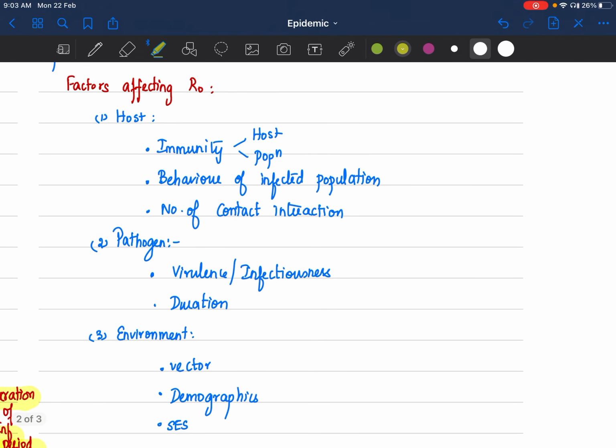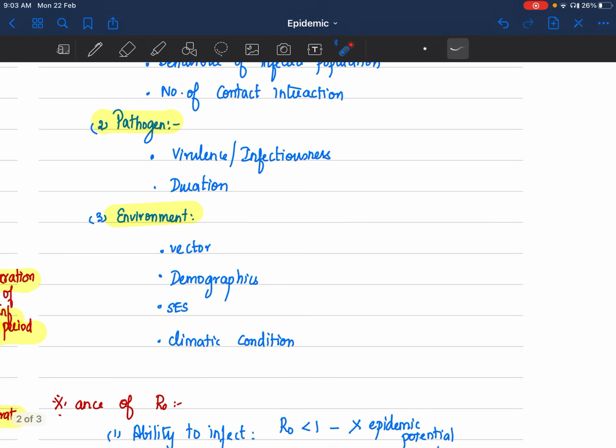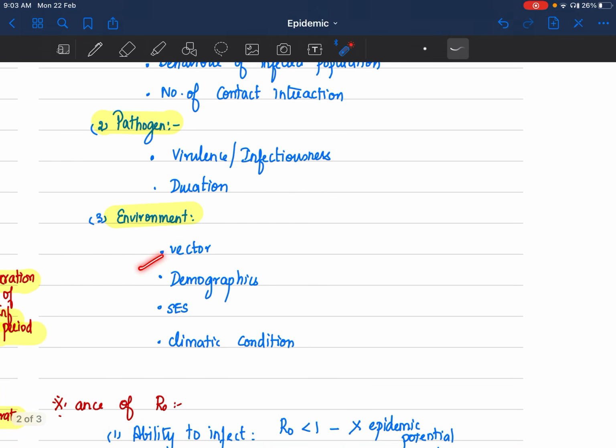Factors affecting R-naught: the host, pathogen, and environment. So in host, what are the things? The immunity of the host and the population, behavior of the infected population as a whole, and number of contact interaction. Pathogen wise, the infectiousness of the pathogen and duration of the infectiousness of the pathogen. Environment wise, whether it requires a vector, the demographic, socioeconomic status, and climatic conditions.